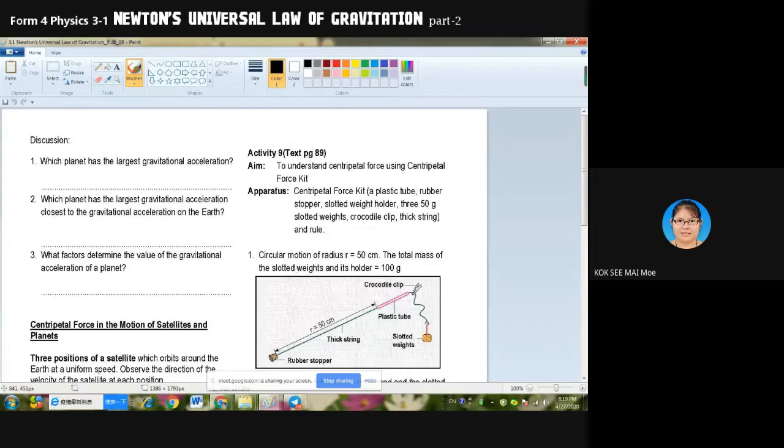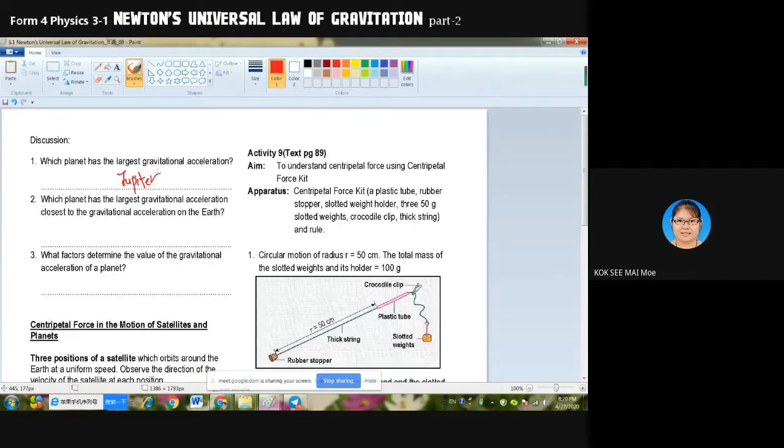Okay, now we go to answer the first one. Which planet has the largest gravitational acceleration? Well, your answer is? I want one of the girls here to answer which one should be the largest. A planet, I want a planet. The Sun is not, how about the planets? Jupiter. Jupiter, okay.